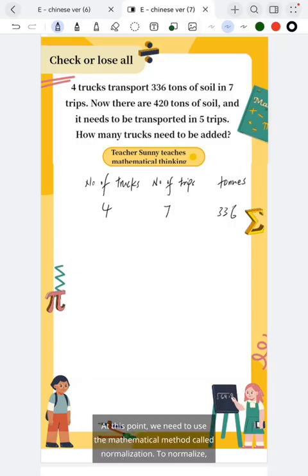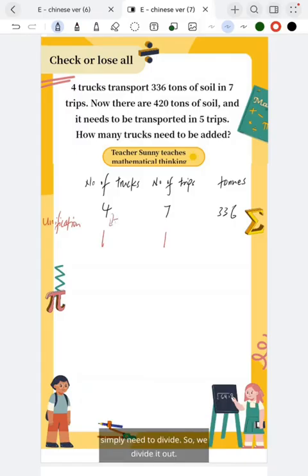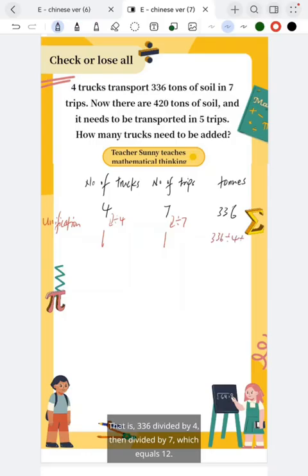At this point, we need to use the mathematical method called normalization. To normalize, we determine how many tons a single truck can transport in 1 trip, which means we simply need to divide. So, we divide it out. That is 336 divided by 4, then divided by 7, which equals 12.